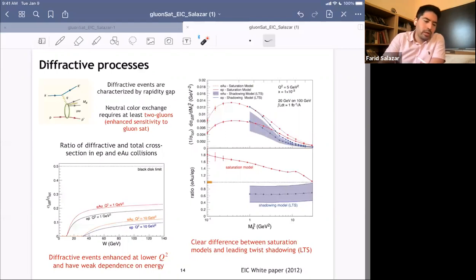And there are some differences of the expected behavior of, for example, the ratio of diffractive structure functions to inclusive structure functions, and how they depend, for example, on the mass of the final state, the final diffractive state. And you can see some differences between the so-called saturated models and those that don't have saturation, like this shadowing model, this leading twist approach.